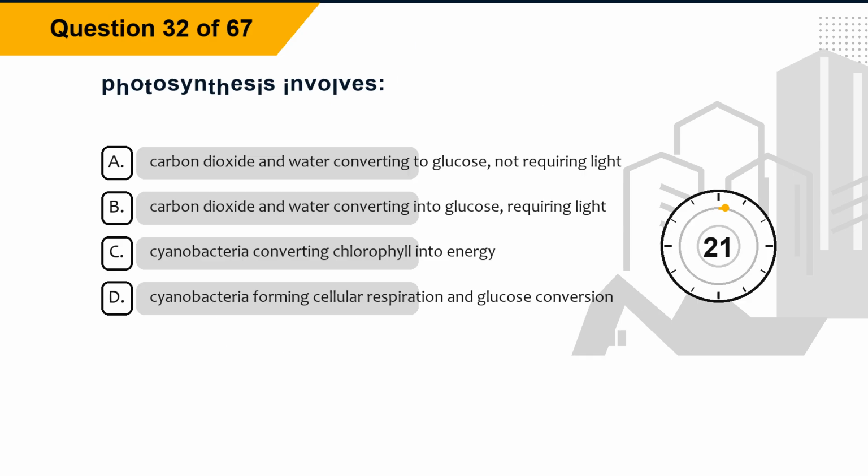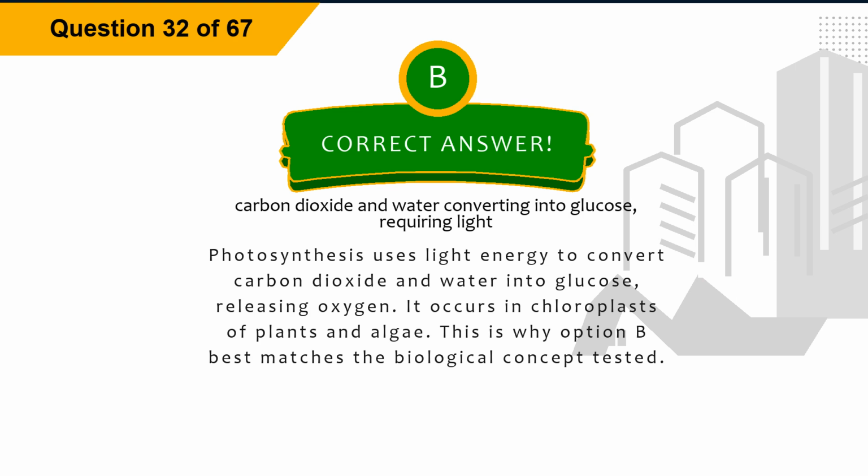Question 32. Photosynthesis involves option A, carbon dioxide and water converting to glucose, not requiring light. Option B, carbon dioxide and water converting into glucose, requiring light. Option C, cyanobacteria converting chlorophyll into energy. Option D, cyanobacteria forming cellular respiration and glucose conversion. The correct answer is option B, carbon dioxide and water converting into glucose, requiring light.